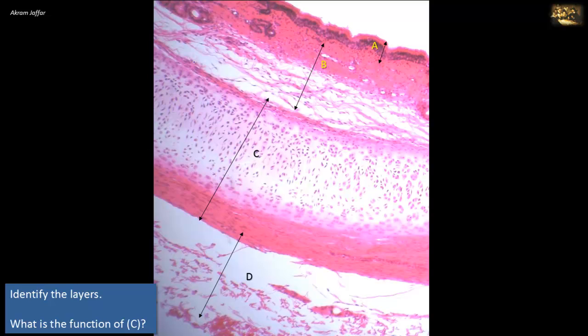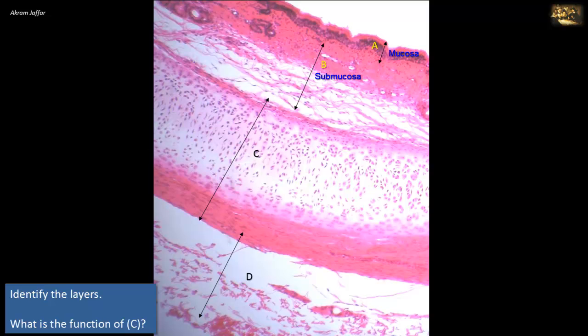Identify the layers. What is the function of C? The four layers are the mucosa A, lined by typical respiratory epithelium, ciliated pseudostratified columnar epithelium. There's a narrow lamina propria included in the mucosa. Then we have the submucosa in B. C is the cartilaginous layer.